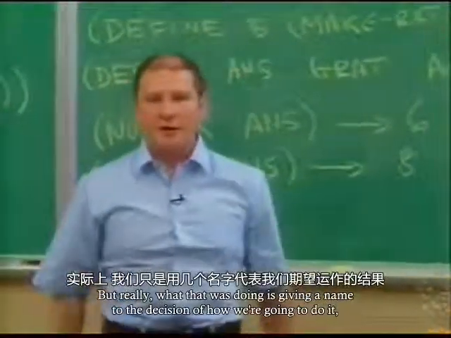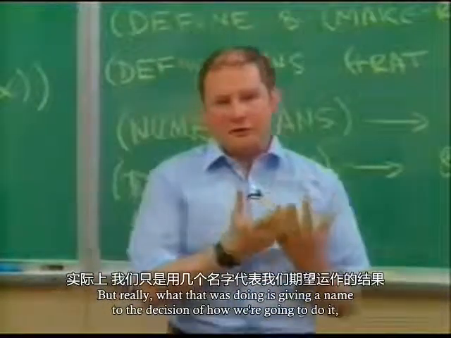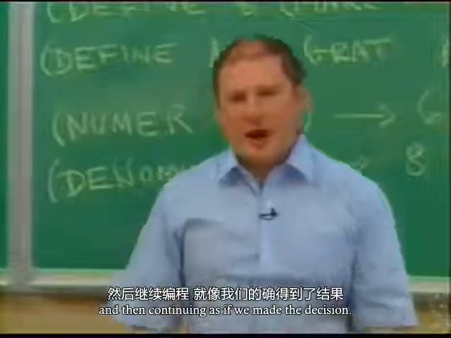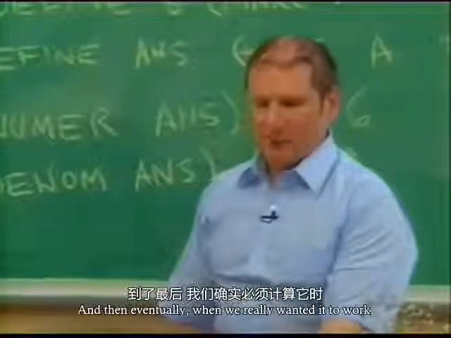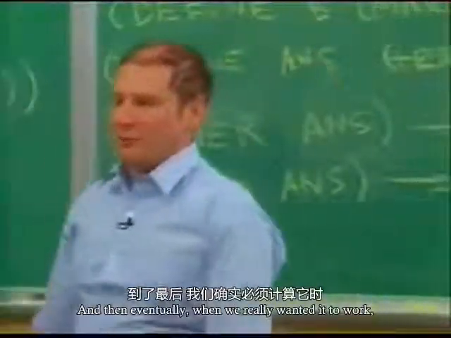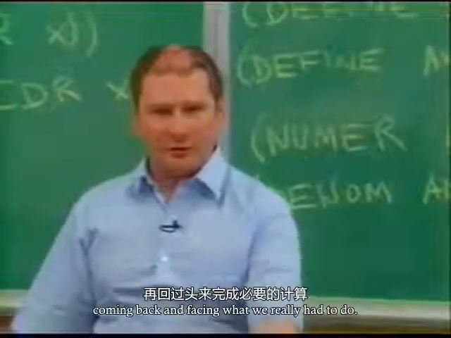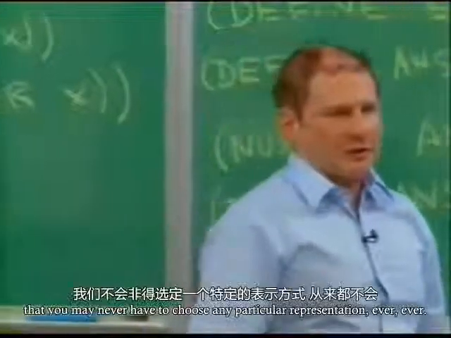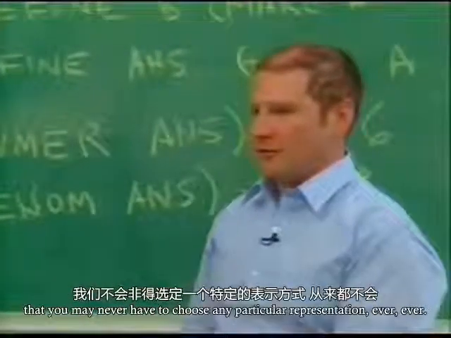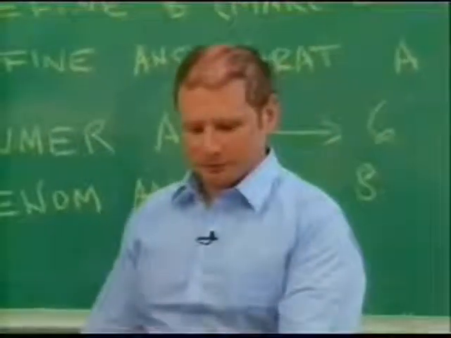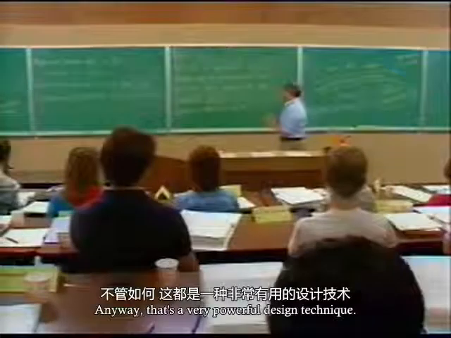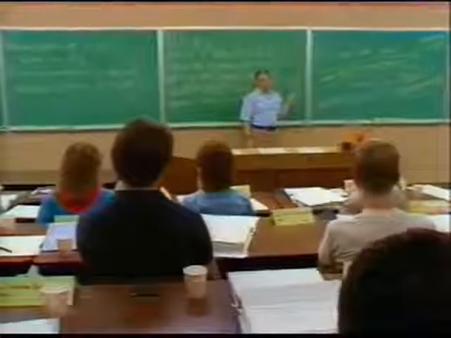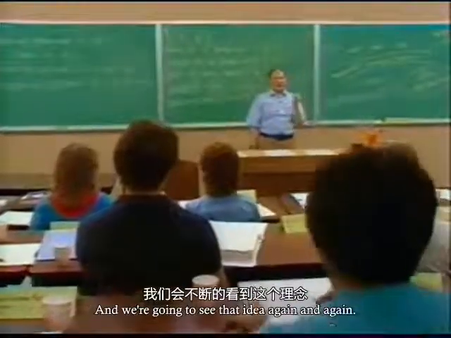But really what that was doing is giving a name to the decision of how we're going to do it, and then continuing as if we'd made the decision. And then eventually, when we really wanted it to work, coming back and facing what we really had to do. And in fact, we'll see a couple of times from now that you may never have to choose any particular representation, ever, ever. Anyway, that's a very powerful design technique. It's the key to the reason people use data abstraction. And we're going to see that idea again and again.